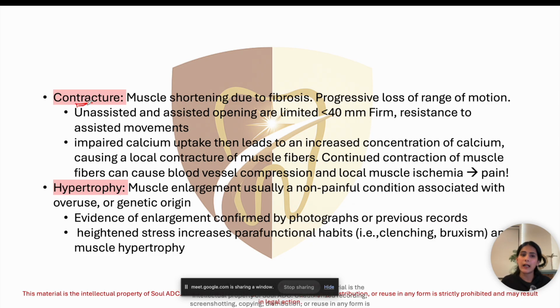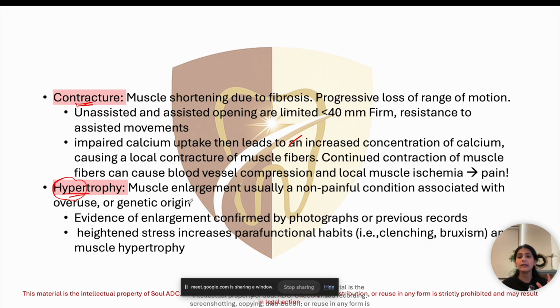Why does this contracture happen? Because calcium uptake happens in the muscles, and when that happens, your blood vessels start compressing, the muscle fibers start getting stiff, and local muscle ischemia happens, and that causes pain in the patient. Now when I talk about hypertrophy, hyper is something more. So hypertrophy is basically your muscle getting enlarged, and this is usually a non-painful condition associated with overuse or with a genetic condition as well.